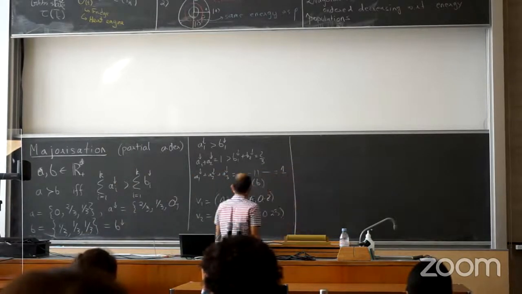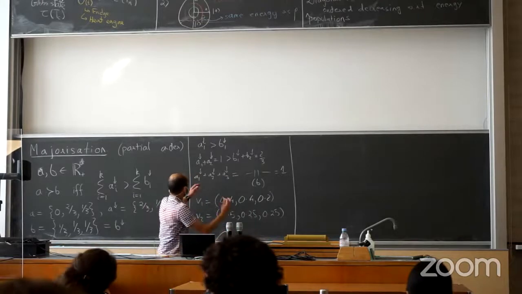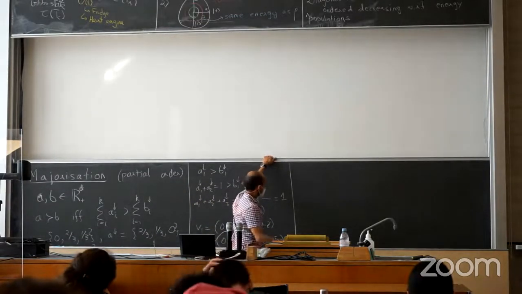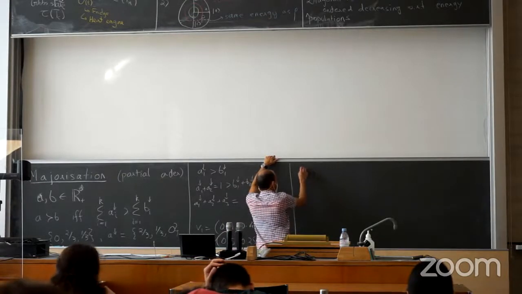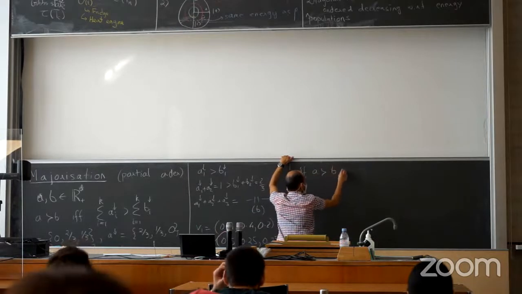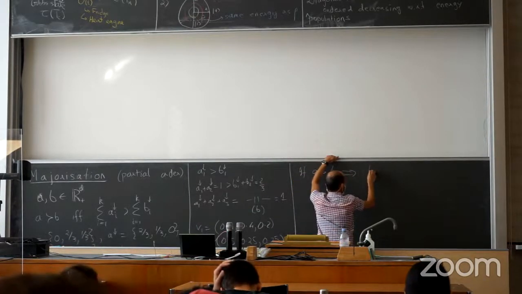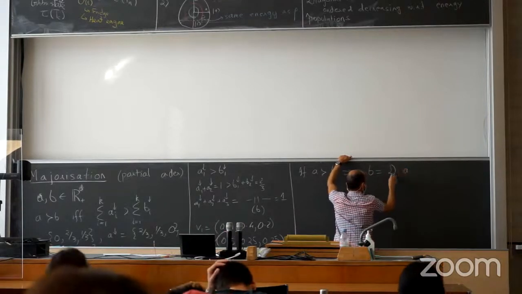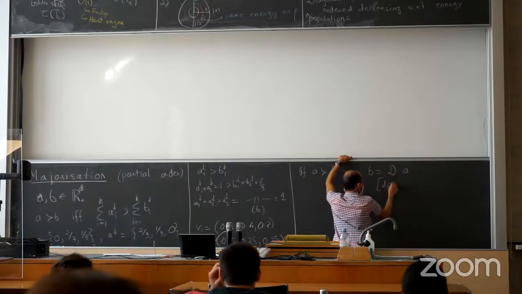Okay. Why is majorization useful? We shall build up the usefulness of it now with a succession of statements. The first statement is: if A majorizes B, then B is equal to D times A, where D is a doubly stochastic transformation.